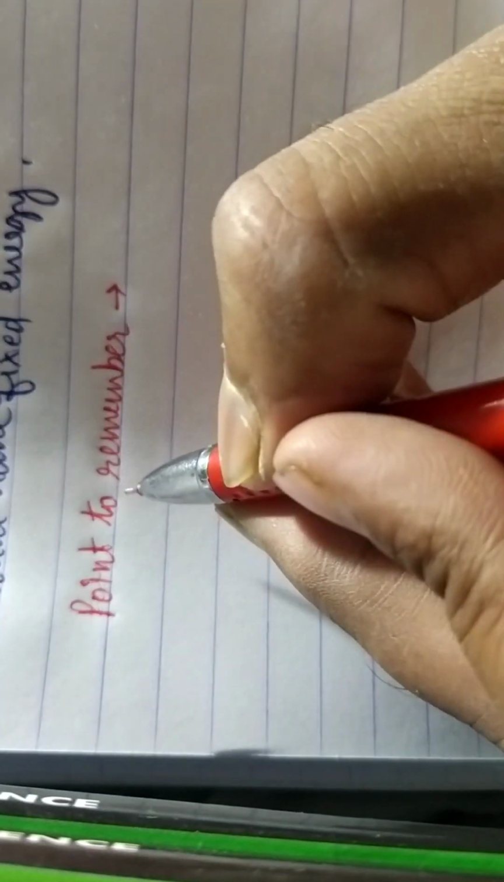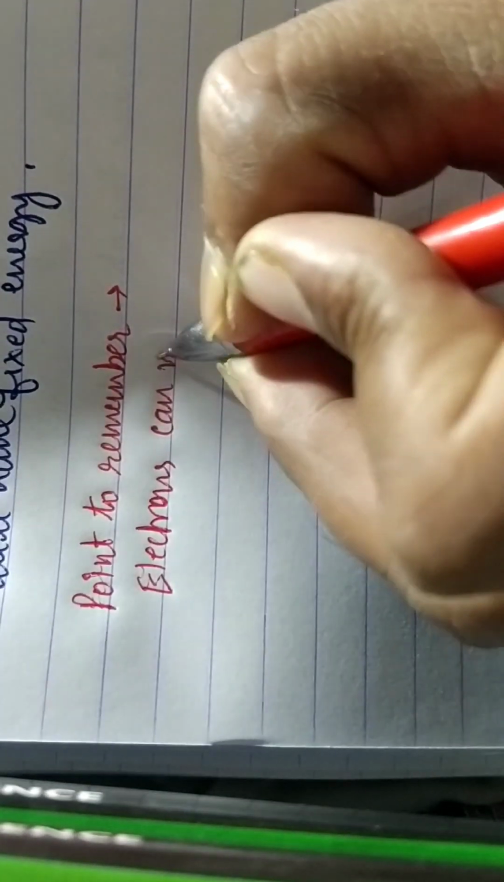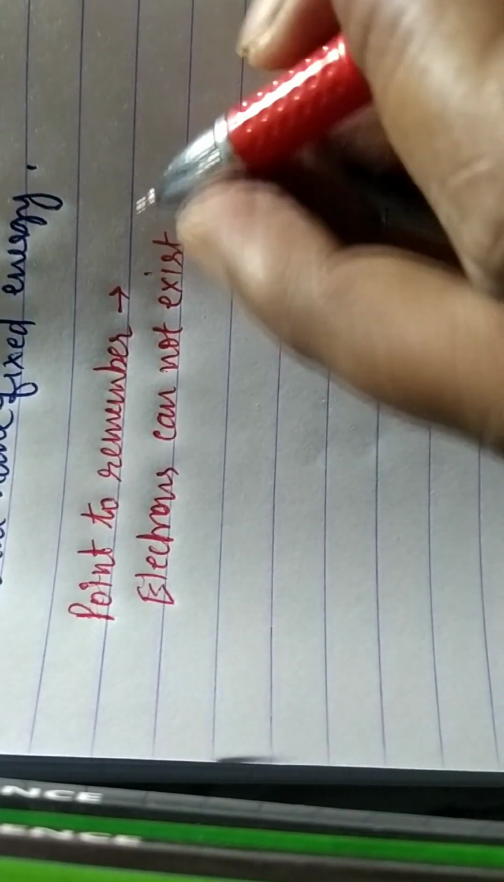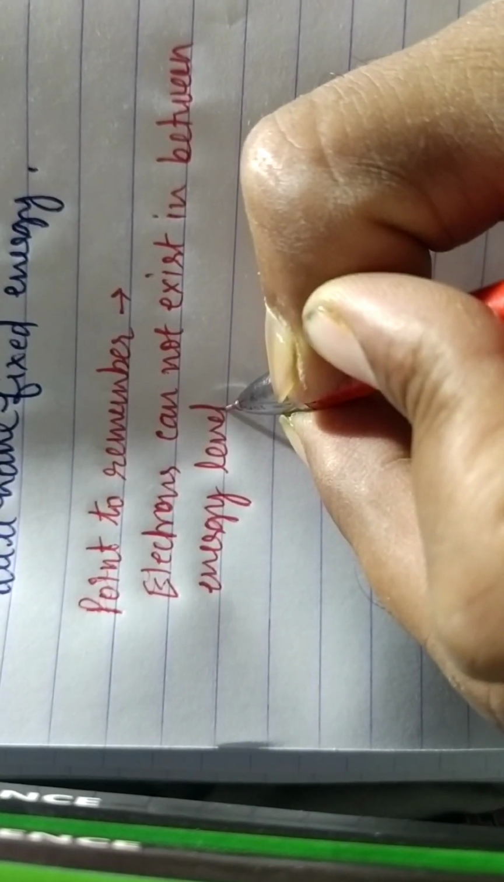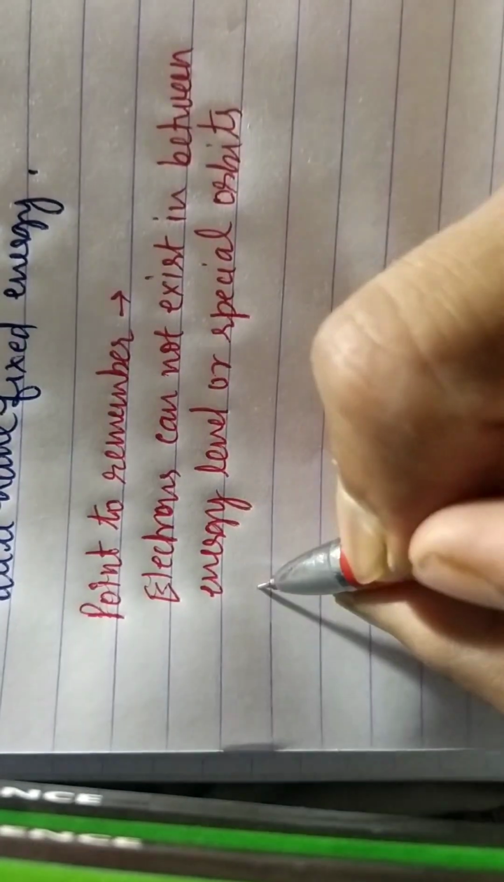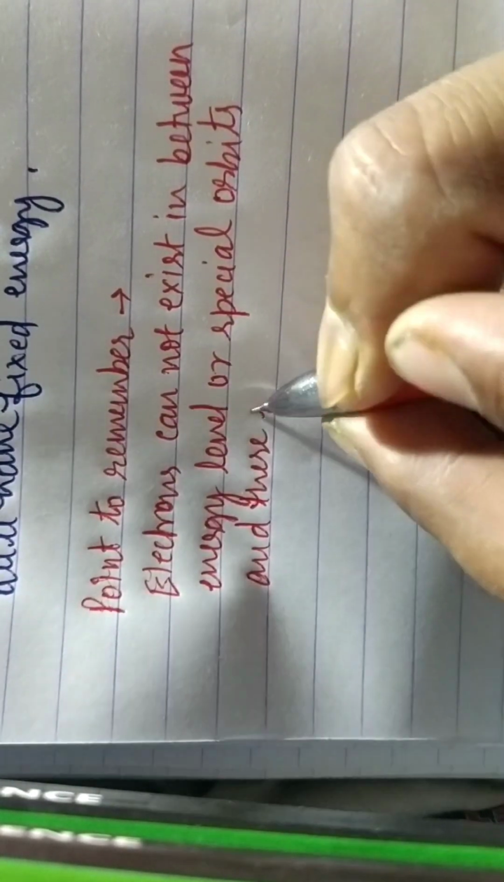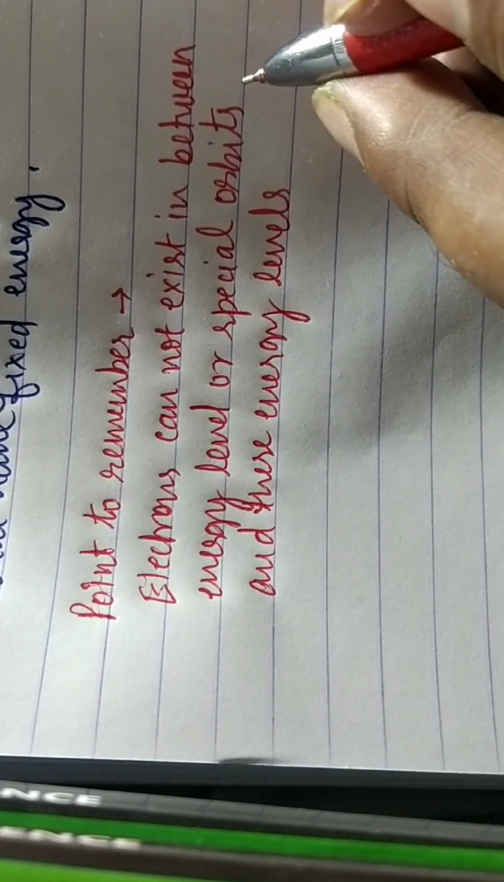Electrons cannot, note, you will remember, very important point to remember, electrons cannot exist in between energy levels or spatial orbits, and these energy levels, they have the name of their own.